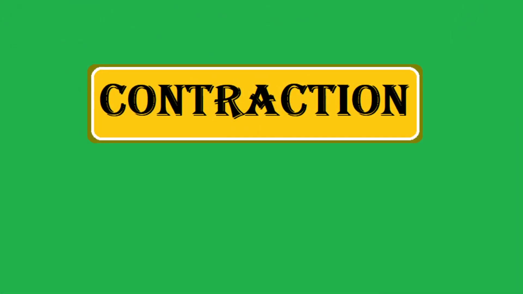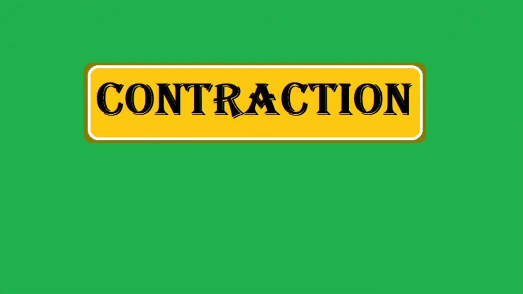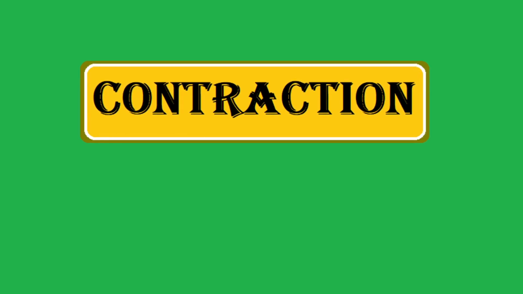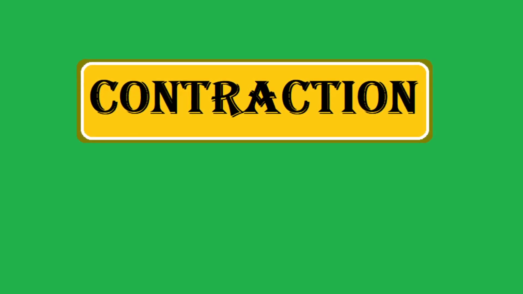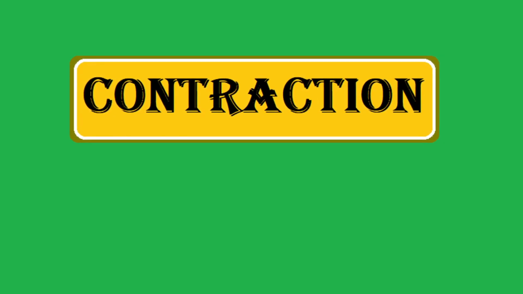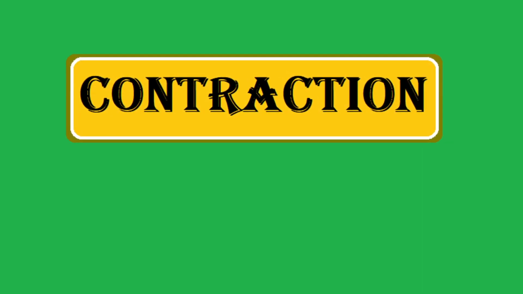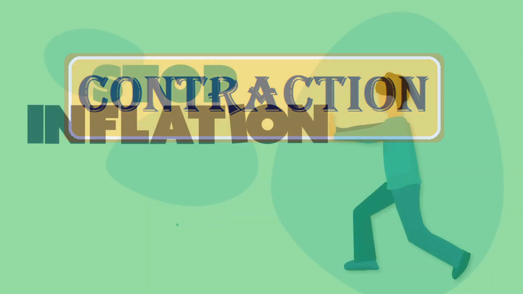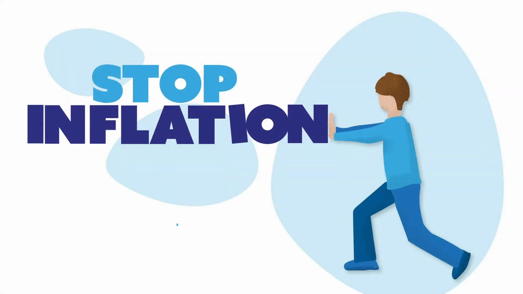Contraction or downswing is usually marked by a decline in the level of national income, a decrease in aggregate spending, a decrease in price levels, and decrease in wages. After the peak in an economy, inflation creeps in. This increases the price of goods and services.